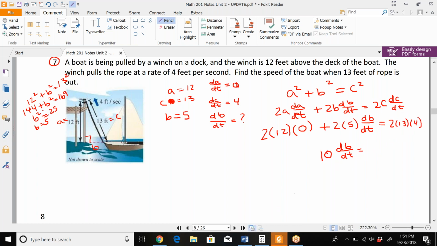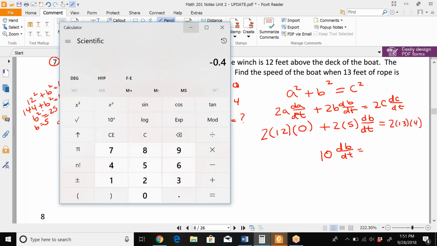equals 8 times 13. So 13 times 8 is 104. We would divide both sides by 10. And technically, we don't usually change these to decimals. We just leave it as a reduced fraction. I know those are both divisible by 2. That makes 52 over 5. So 52/5 feet per second is the speed of the boat.